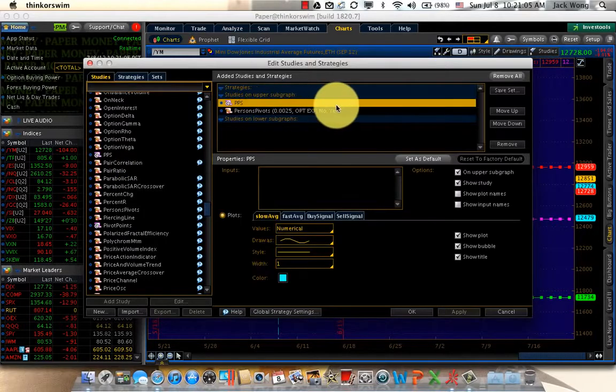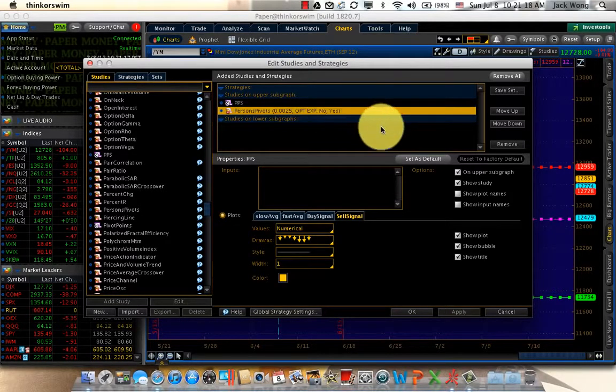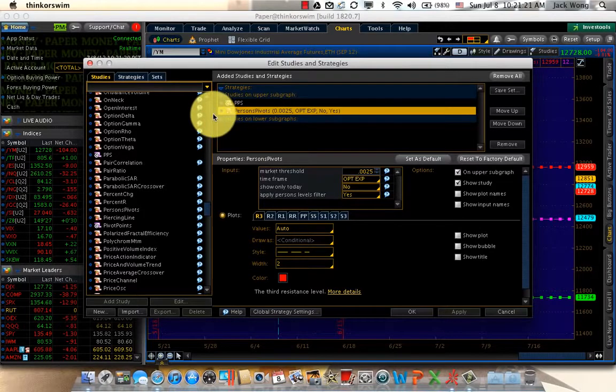There is actually no need to change any of these indicators or parameters. You just stick to the settings given by them. The next one is the Person's Pivots, and this is the one I want you to pay attention to. First of all, do not confuse it with Pivot Points, because that is not the one I'm talking about. Instead, you look for Person's Pivots, and once you have incorporated it onto your studies, you can change the parameters. Let's look at each and every one of them.